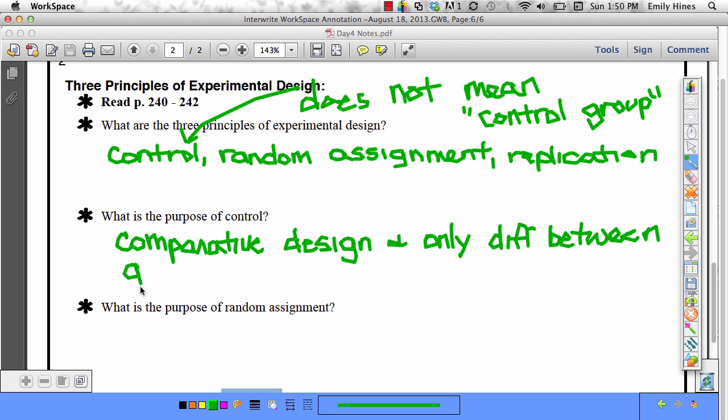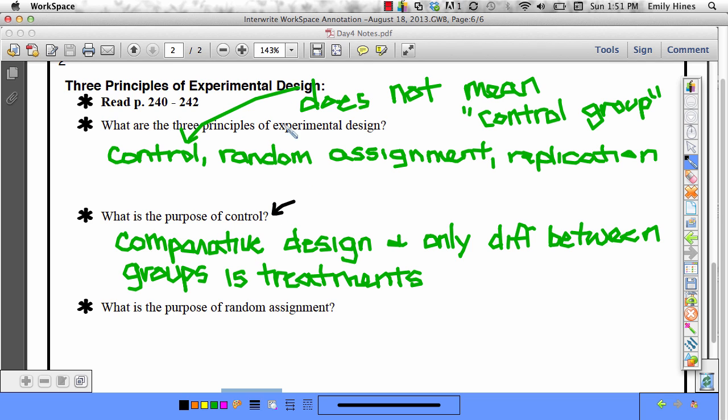If I can do this and make sure that the only difference between the groups is the treatments, if there is a difference in their results, then that means that the treatment must have been the reason for that difference. Comparative design, and the only difference between the groups is the treatments. The purpose of this is to prevent lurking variables from becoming confounding variables. So if you have done your experiment correctly, you should not have any confounding variables.